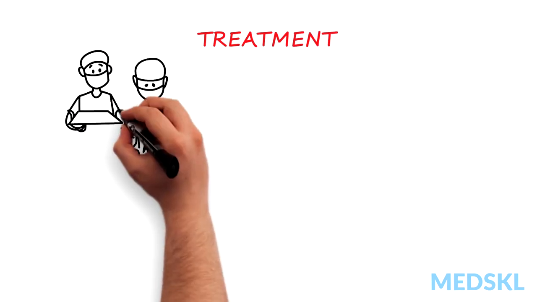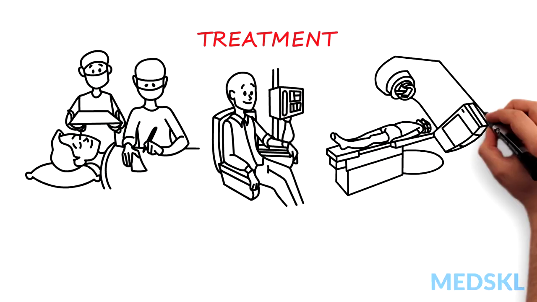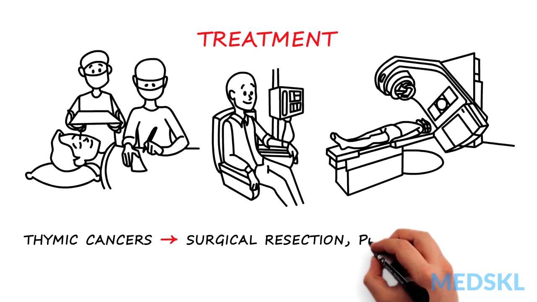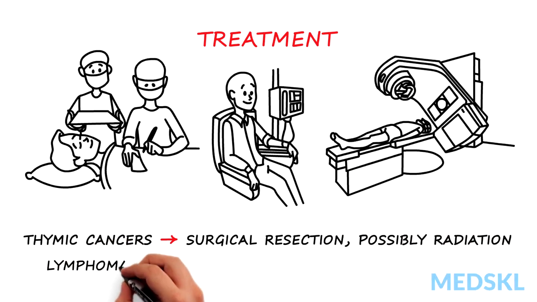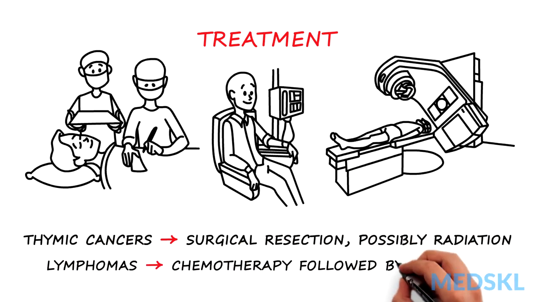Treatment typically depends on the type of tumor. Thymic cancers may be treated by surgical resection and possibly radiation. Lymphomas are treated with chemotherapy, followed by radiation.